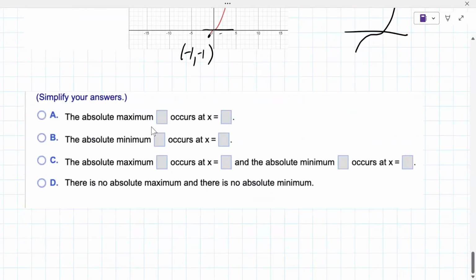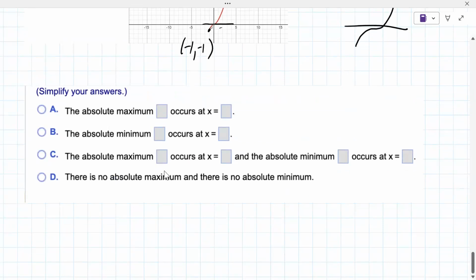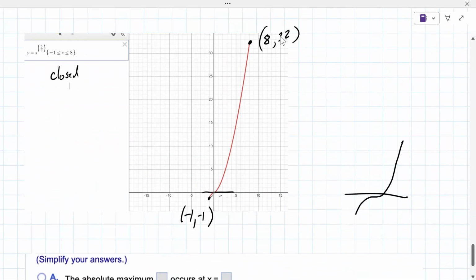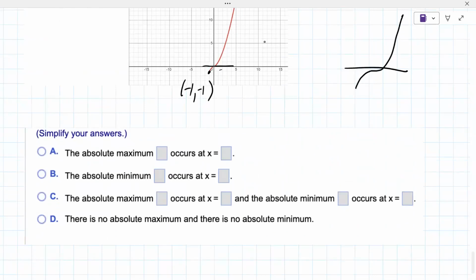So let's see here. The absolute maximum is 32 when x equals 8. Again, it's that whole, where is it? What is it? When they're the same, that's easy. You don't have to think that hard about it. How would you know if there's a hole or not, though? Oh, because of the equal sign, the less than or equal to.